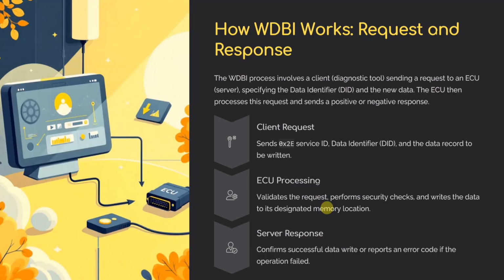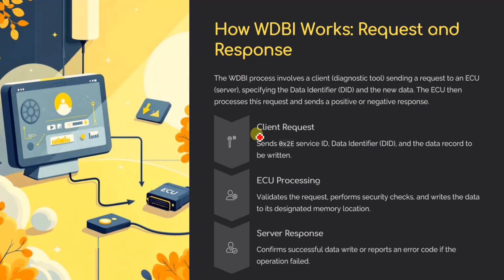How does WDBI work? It works the same way as service 22: there will be a client and a server, where the client will be our tester and the server will be our ECU. The client sends a request to the server, and the server processes it and sends back a response to the client. In the same way here also it will work. Here the only thing is we are sending a request to write the data. So the WDBI process involves a client sending a request to an ECU specifying the data identifier and the new data. The ECU then processes this request and sends a positive or negative response.